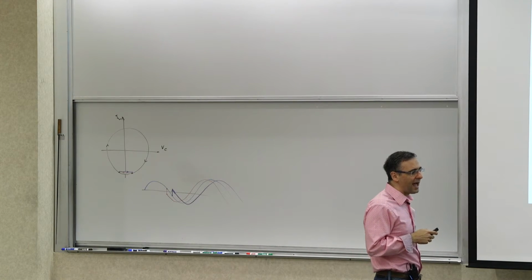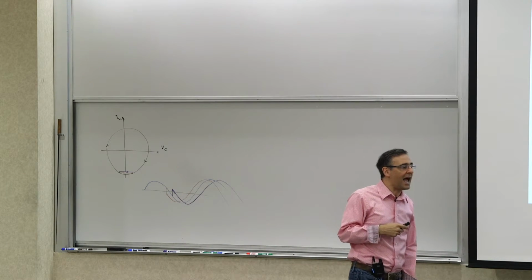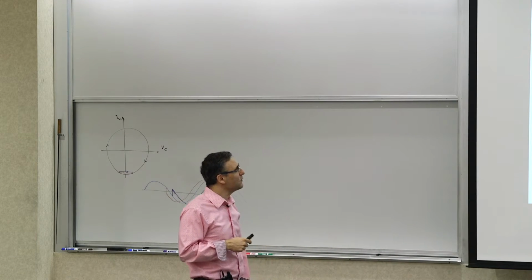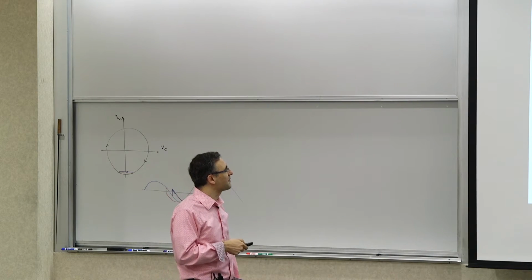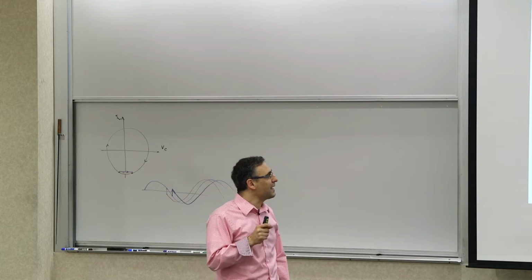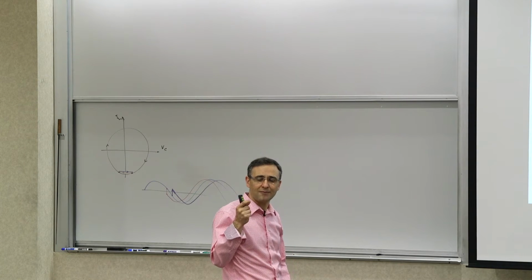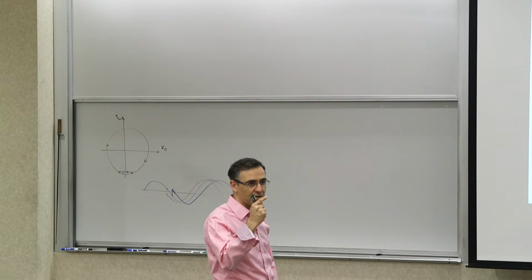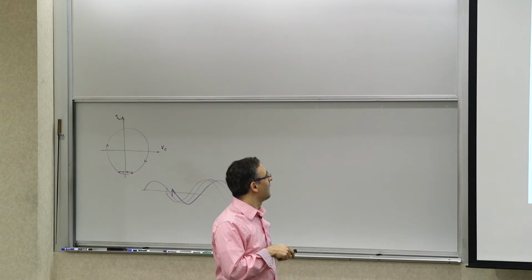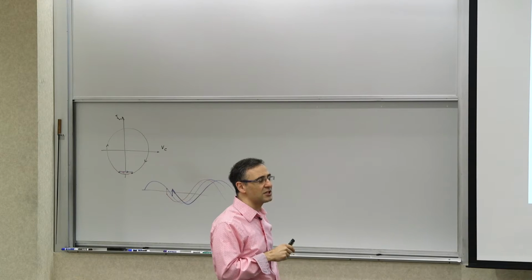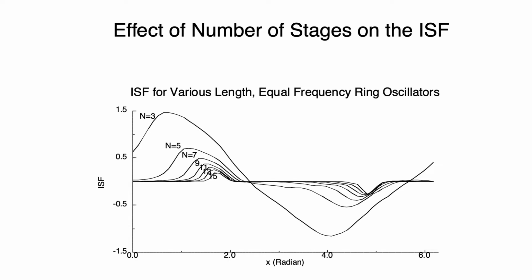So let's look at that briefly and see how that behavior looks. If you try to evaluate the ISF for different ring oscillators in this experiment, what we've done here is that we have kept the frequency of the oscillators the same. So we have ring oscillators. These are inverter chain ring oscillators, basically like an NMOS, PMOS inverter, with an odd number of stages from n equals 3 to n equals 15. So you have multiple oscillators, and we've kept the oscillation frequency the same.